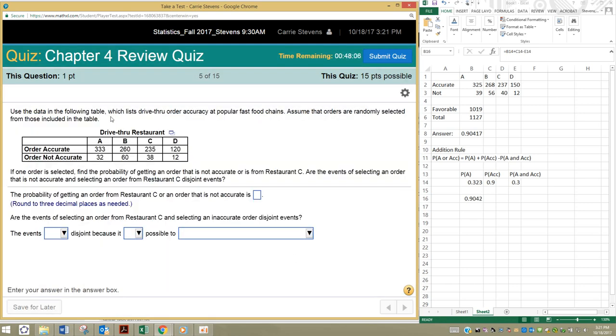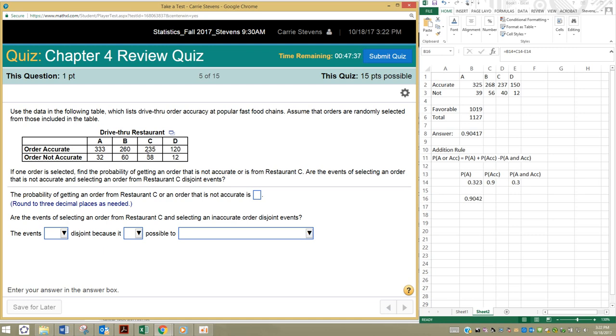Use the data in the following table which lists drive-through order accuracy at popular fast food chains. Assume that orders are randomly selected from those included in the table. If one order is selected, find the probability of getting an order that is not accurate or is from restaurant C. Are the events of selecting an order that is not accurate and selecting an order from restaurant C disjoint events?